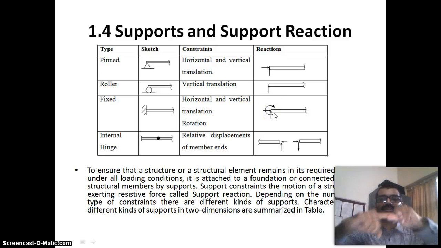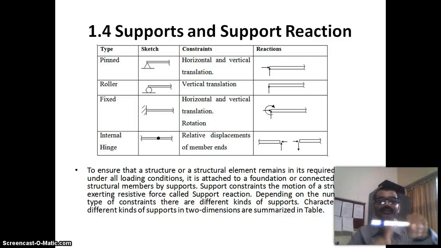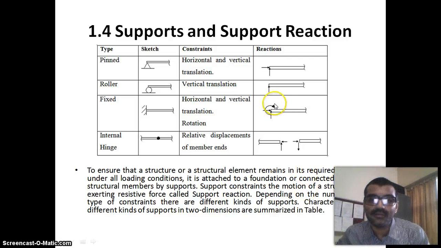When we hold one pen, suppose this pen, if we hold it like this, this is the fixed support. When we apply a force, it resists the vertical force; when we provide a horizontal force as an external force, it resists the horizontal force; and when we apply a moment, it also resists the moment. So here you can see that the fixed support has three kinds of reaction: the vertical reaction, the horizontal reaction, and the moment.